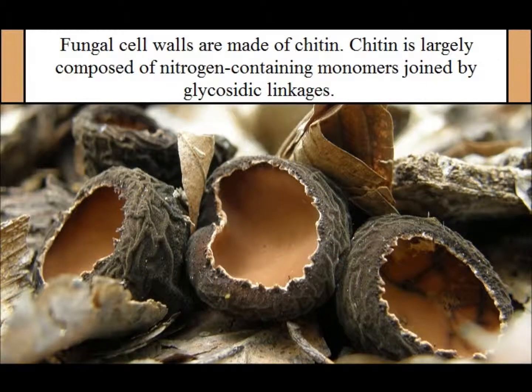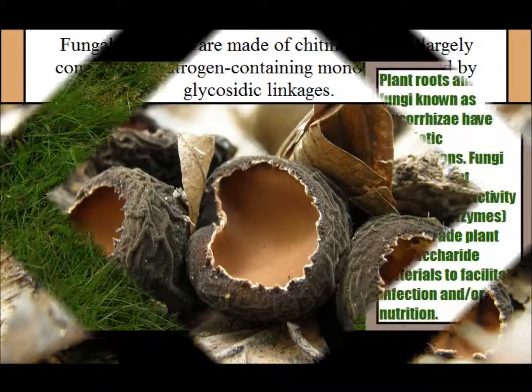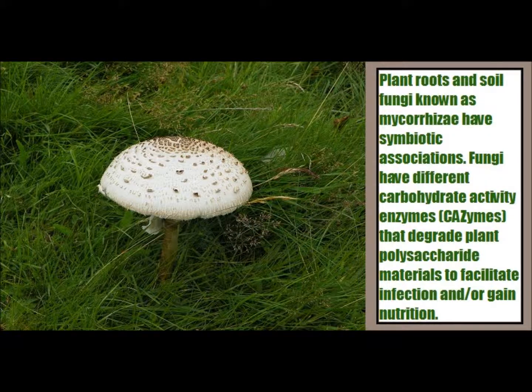Fungal cell walls are made of chitin. Chitin is largely composed of nitrogen-containing monomers joined by glycosidic linkages. Plant roots and soil fungi, known as mycorrhizae, have symbiotic associations. Fungi have different carbohydrate activity enzymes that degrade plant polysaccharide materials to facilitate infection and/or gain nutrition.